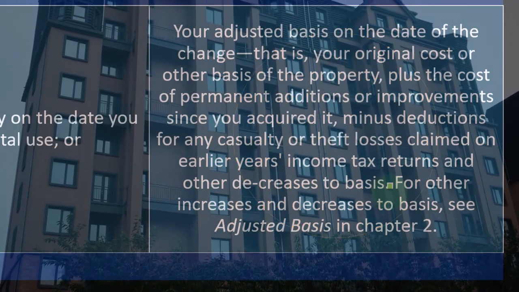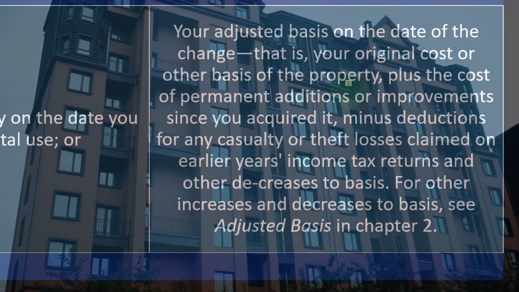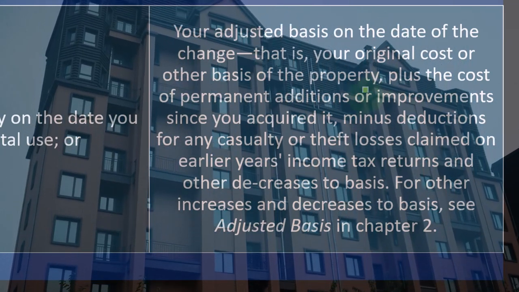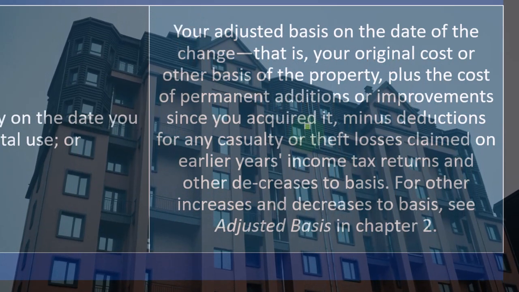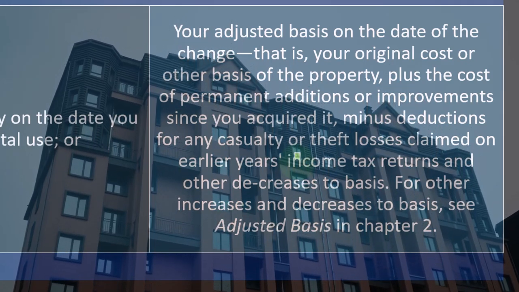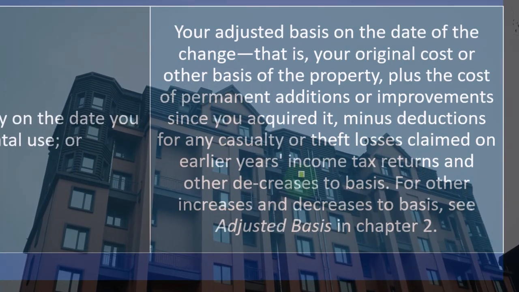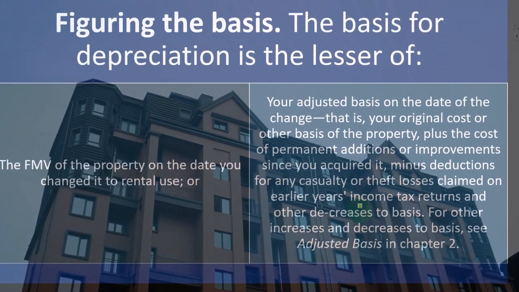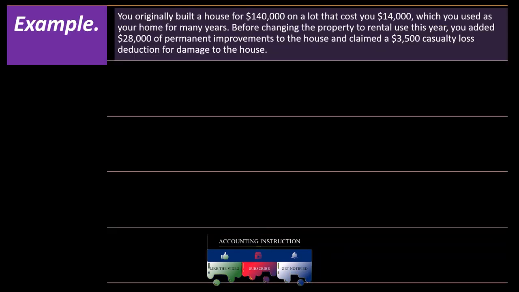So the basis you would think would be, once again, the cost or basis of the property, what you bought the property for, plus the cost of permanent additions or improvements, big things that you improved, a new roof and that kind of stuff, minus deductions for any casualty or theft losses claimed on earlier years' income tax return. So if you had a loss that you claimed because it went down in value or something like that, which is less usual to happen, and other decreases to the basis. So for increase and decreases to basis, you could see adjusted basis in chapter 2.